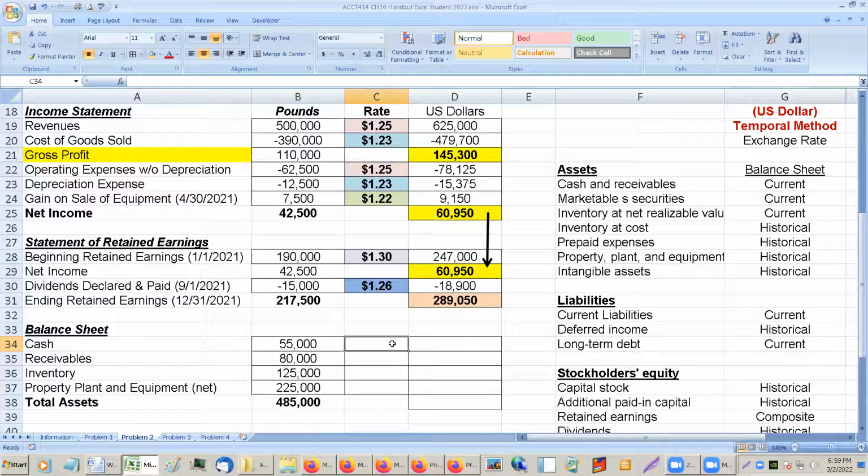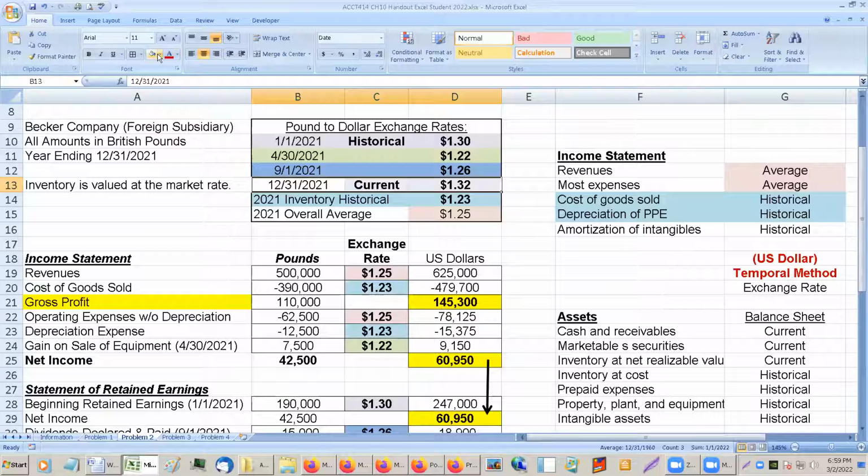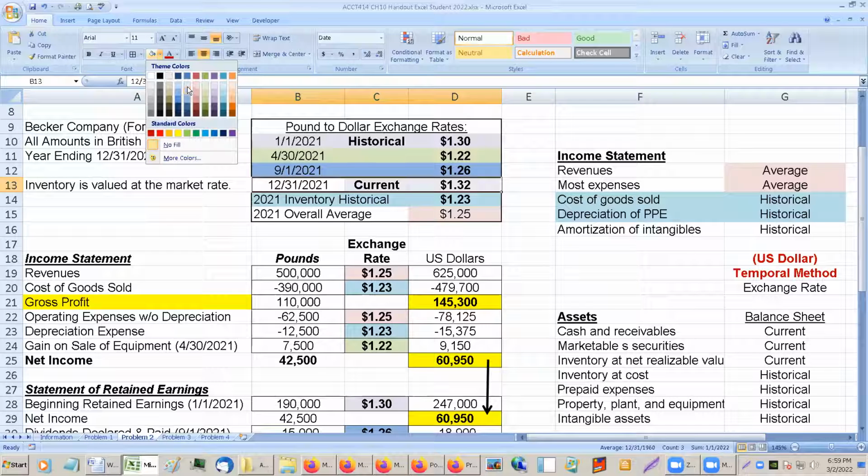So let's take a look here at the, so we have cash. So these all go into current rate. We don't have anything with current rate yet. Ooh, this color. Or how about this one?